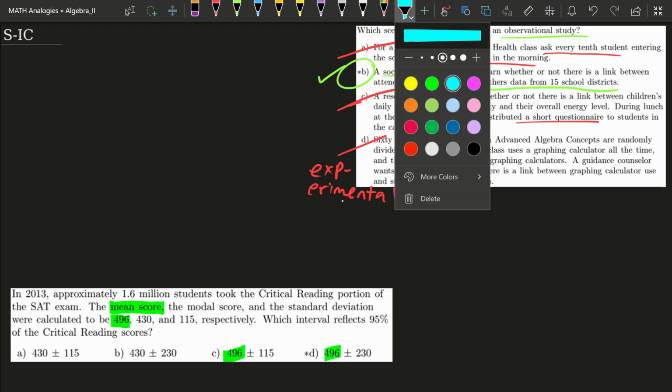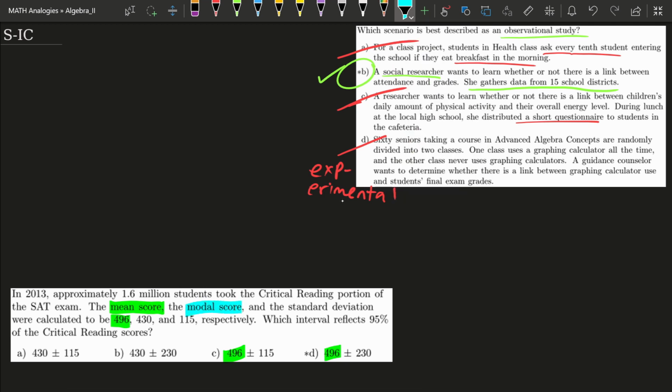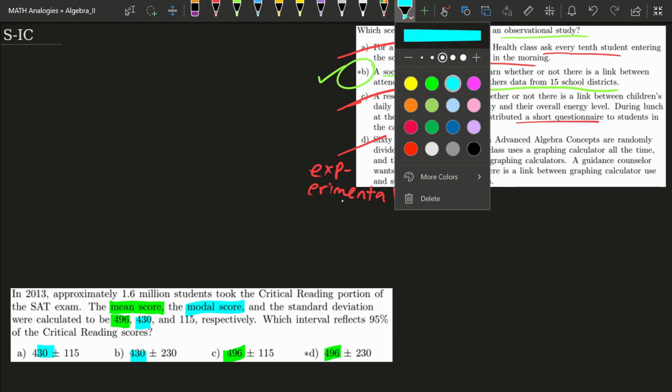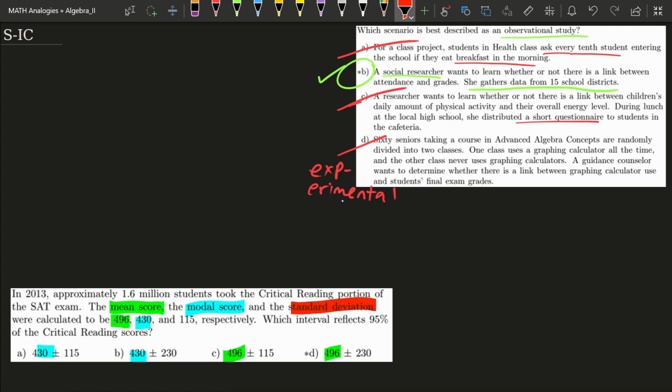We have a modal score of 430. And we have this standard deviation of 115. Now, which interval reflects 95% confidence?